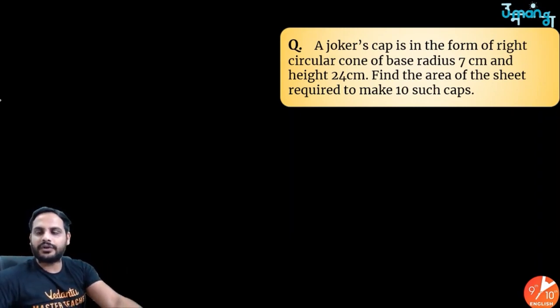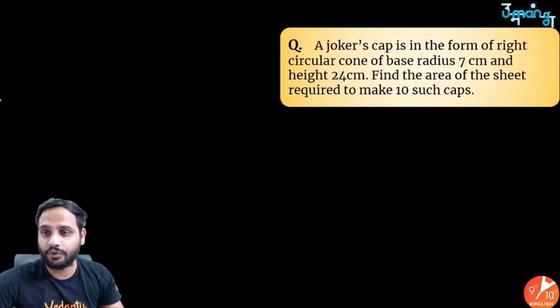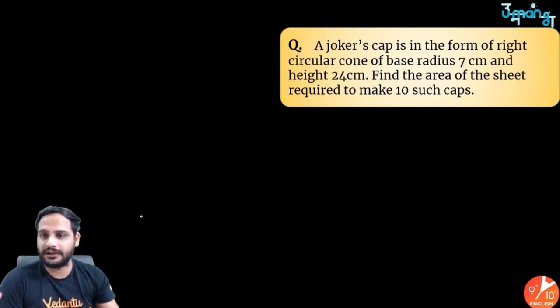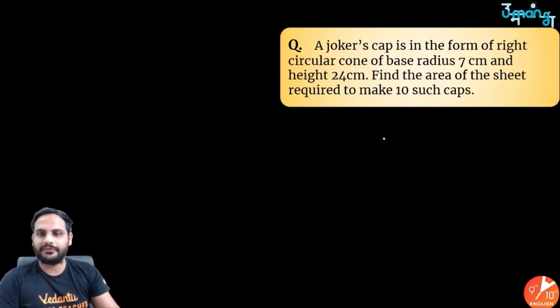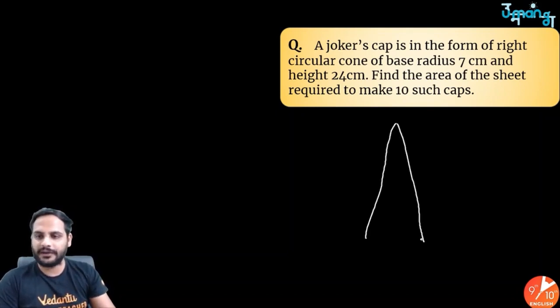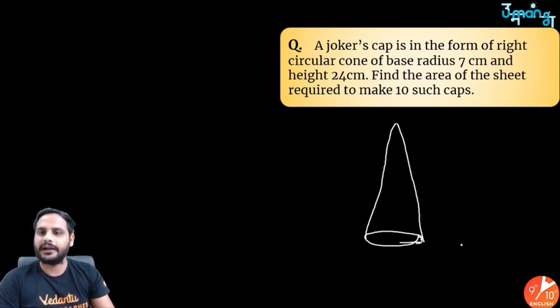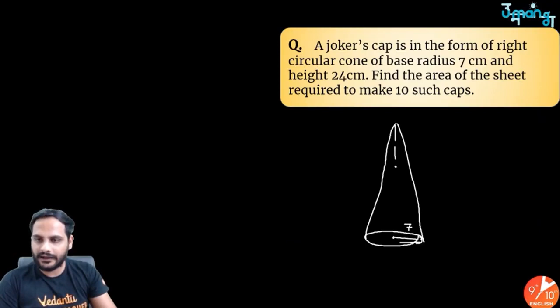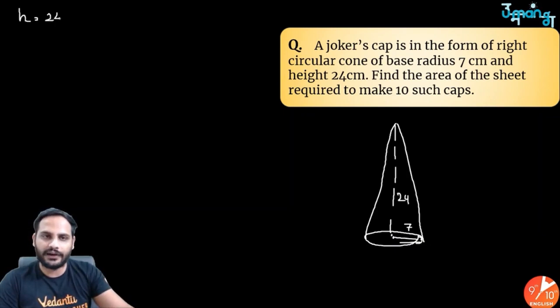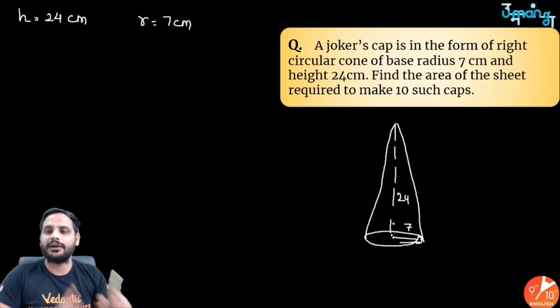Next question. A joker's cap is in the form of a right circular cone of base radius 7 centimeter and height 24 centimeter. Find the area of the sheet required to make 10 such caps. So joker's cap is in the conical shape. This is the shape of a joker's cap, right? They are saying base radius is 7 and the height is 24. So h is equal to 24 centimeter, radius is equal to 7 centimeter. I want to find out the area of the sheet required to make 10 such caps.